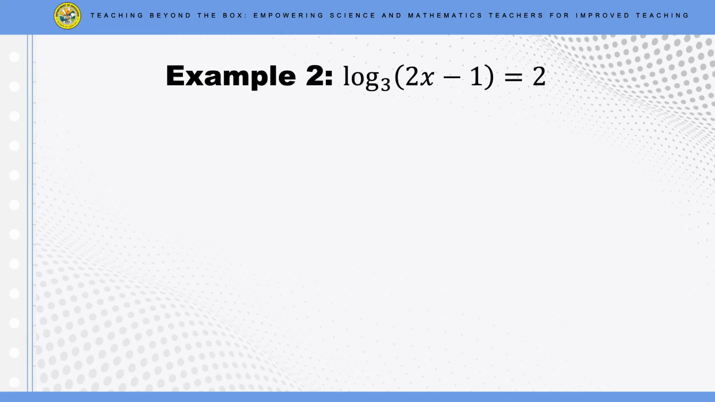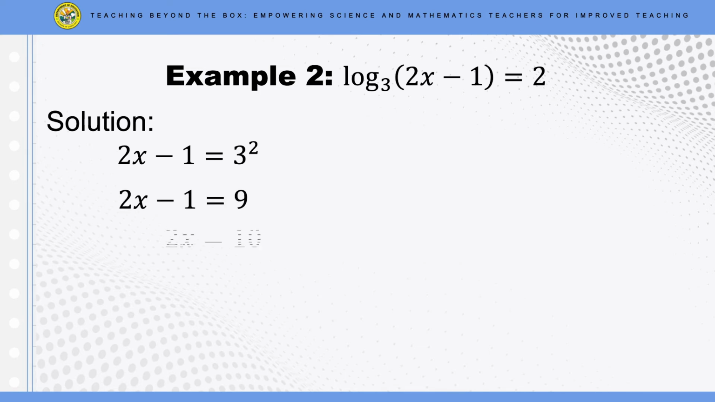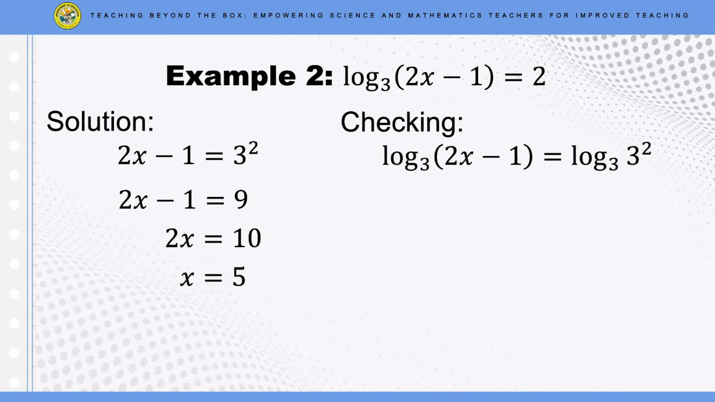Example number 2. The logarithm of 2x minus 1 base 3 equals 2. Solution: transform the logarithm into exponential form. So we have 2x minus 1 equals 3 squared. Simplifying, we have 2x equals 10, divide both sides by 2, therefore we have x equals 5.